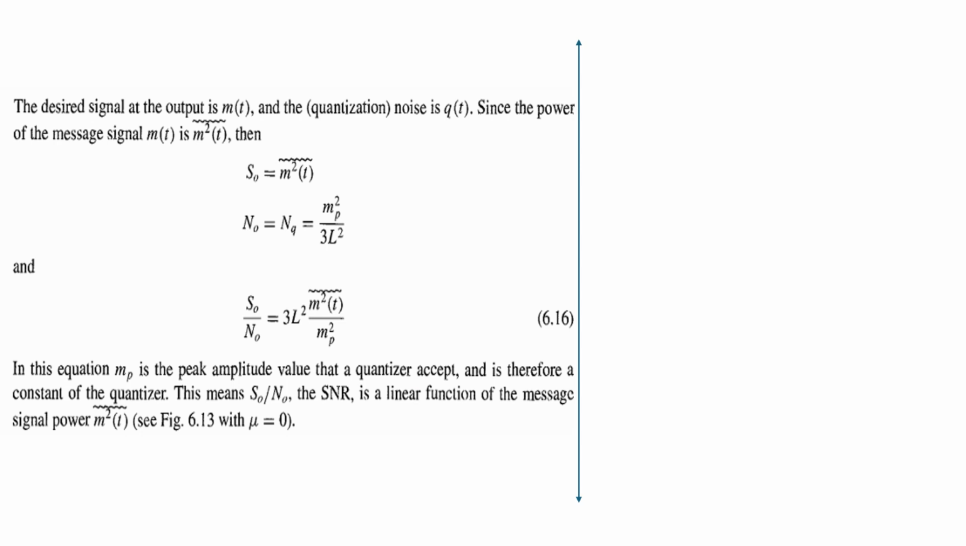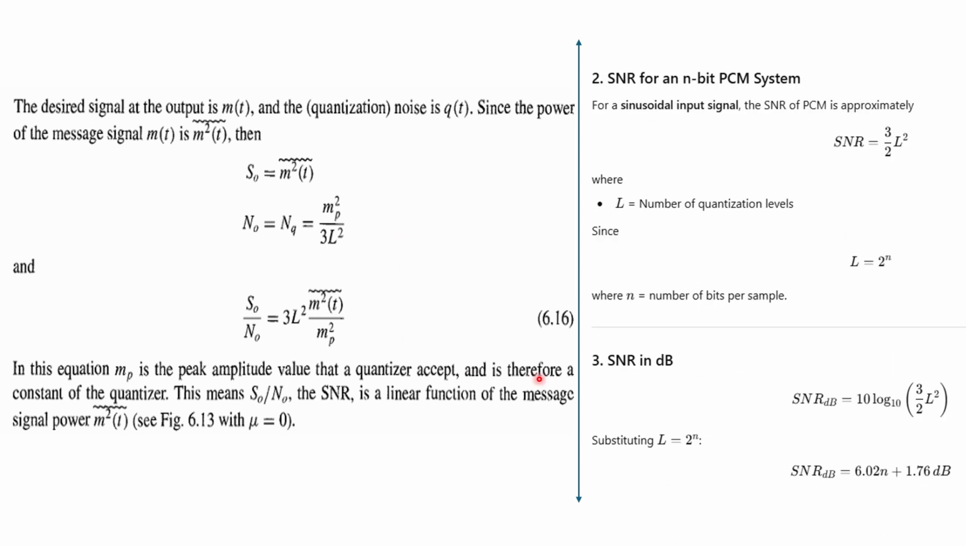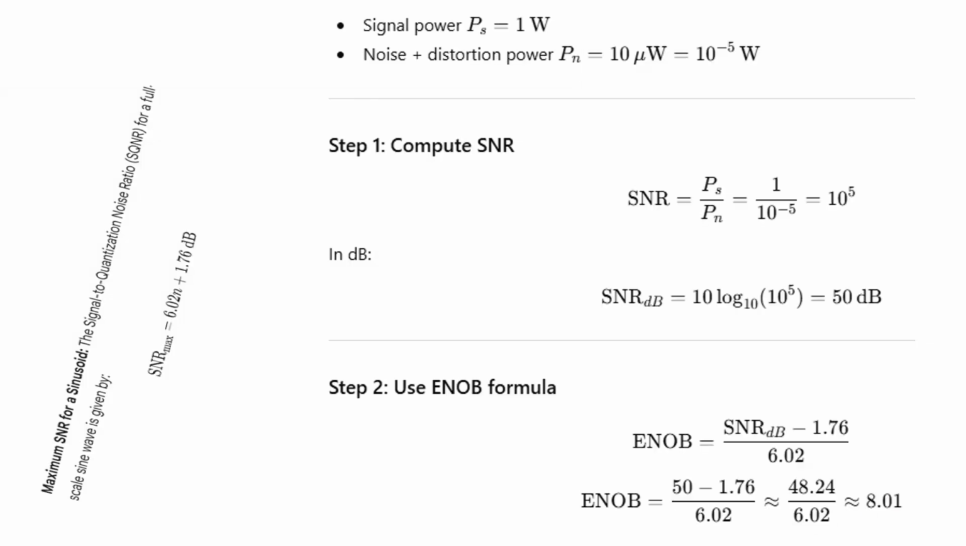Here is the SNR background. What is the SNR? We have already discussed it. If you want to check, you can go through another previous video; I will drop in the link. So SNR, you can calculate it using this equation. So the signal power is given as 1 watt, and the noise plus distortion power is also given as 10 to the power minus 5, that is 10 microwatt.